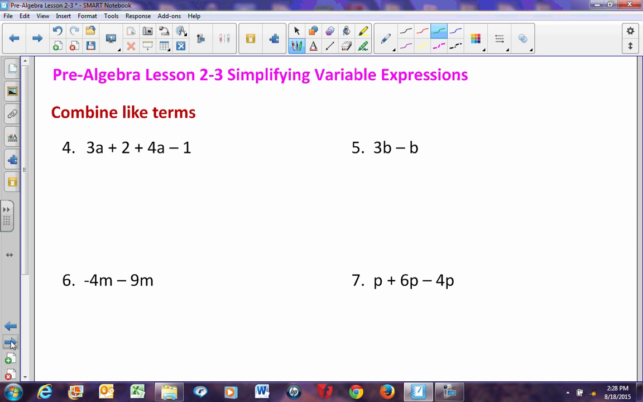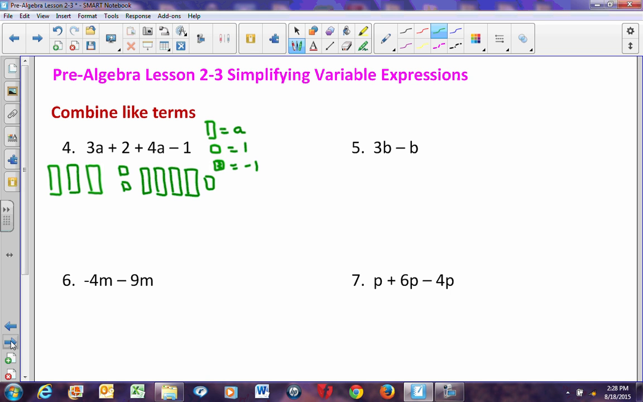Okay, again, I could use algebra tiles, but algebra tiles are really annoying. In fact, let's just do a problem with algebra tiles. For this particular problem here, I'm going to let this equal a, this equals 1, and solid equals a. So I have 3 a's. So I have 3a, 1a, 2a, 3a plus 2, 2 plus 4a, 1, 2, 3, 4, plus a negative.